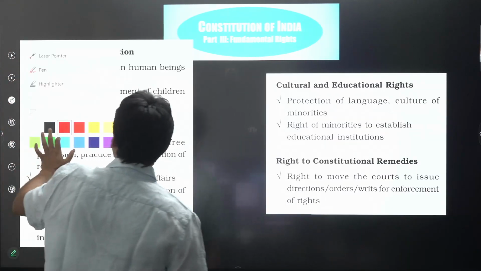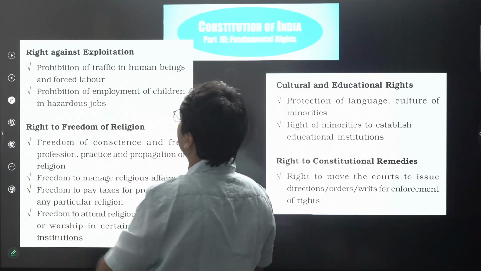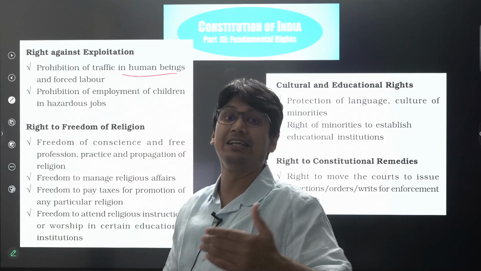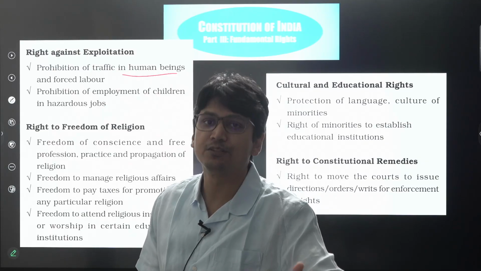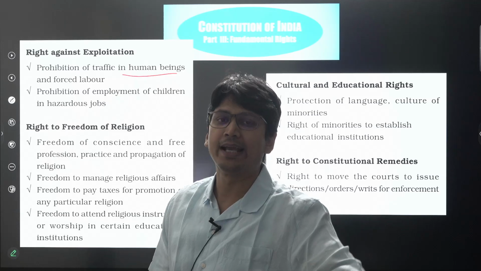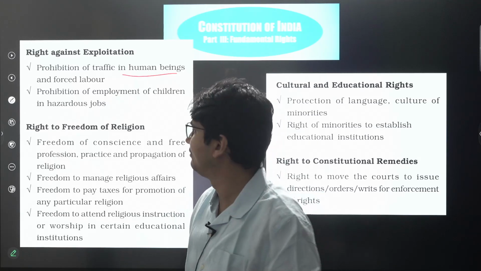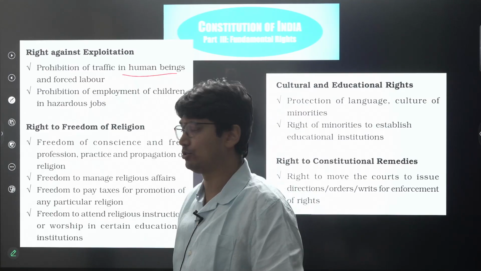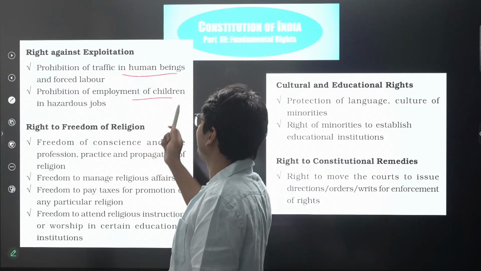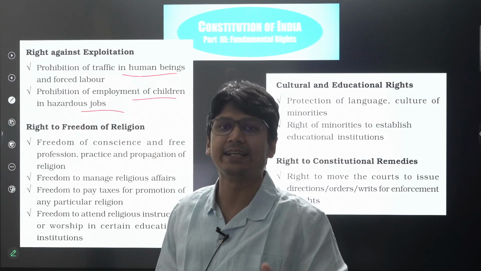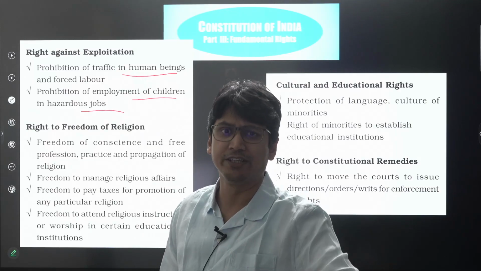And what else is there? Then comes right against exploitation, prohibition of traffic in human beings and forced labor. That is, slavery is prohibited, begar is prohibited, or any form of servitude or bonded labor is prohibited, and government has made laws on that also. Prohibition of employment of children in hazardous jobs, but for this certain age criteria is given, so that is something which we need to know.